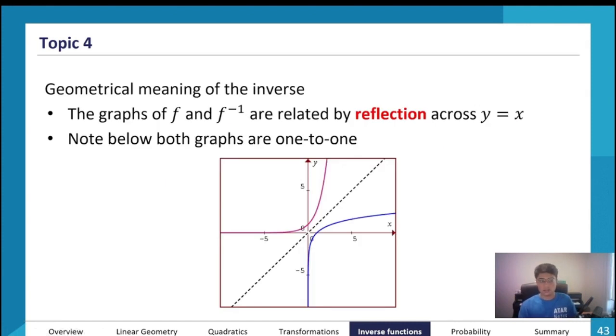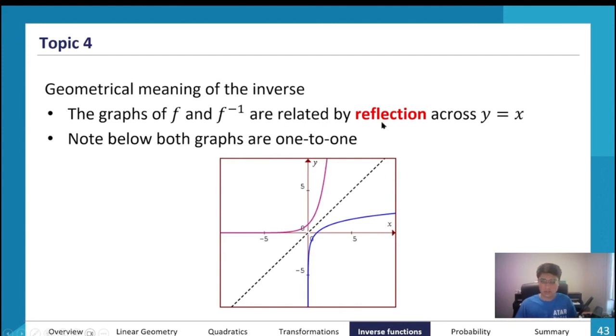It also has a geometric meaning along with a mathematical meaning. The graphs of f and f inverse are related by reflection along the line y equals x. So we looked at reflections just before, where we reflected along the x and y axes. This time you can just think about taking one of those axes and rotating it 45 degrees. We get this line y equals x, and we're reflecting along there to get the inverse.